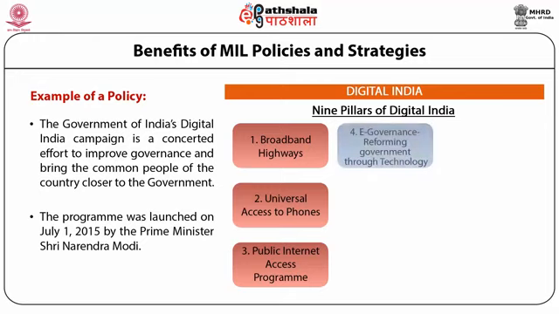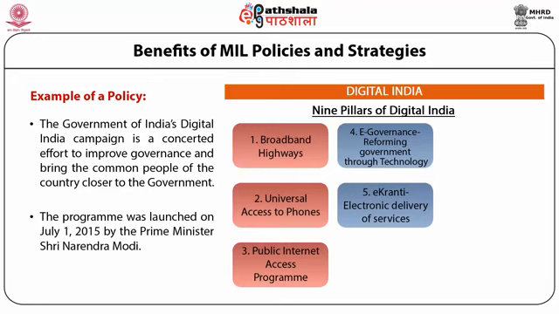Then the fourth was e-governance, which means reforming government through technology. Fifth one is e-Kranti, which means the electronic delivery of services, whether you're talking about passport or driving license. They should be made available through electronic systems. Then information for all. When we're talking about e-governance, the most important thing is that the people should have information regarding whatever is happening in the government, and information for all is one such program.